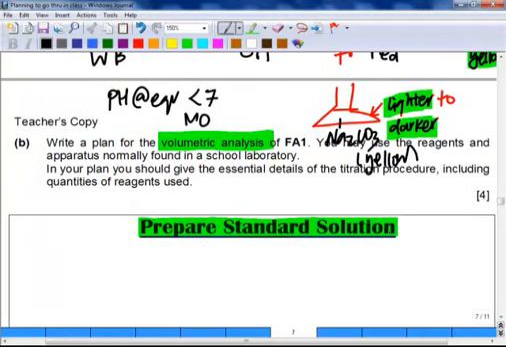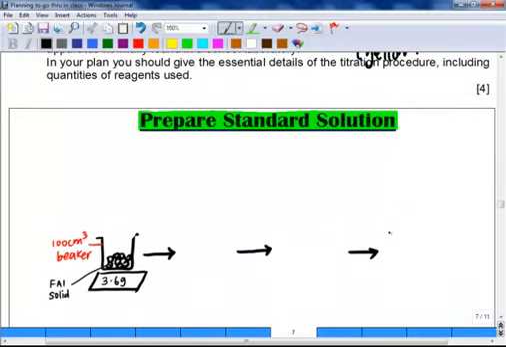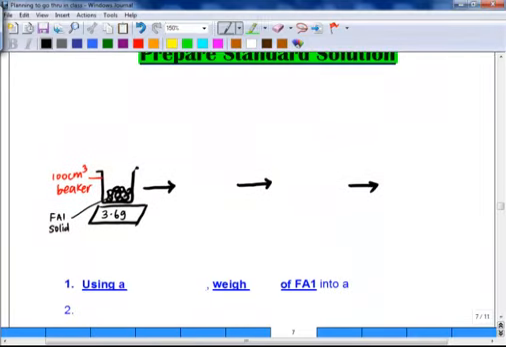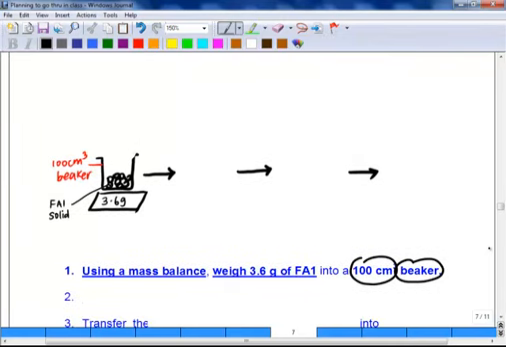You have the 3.6 gram. So again, you need to weigh 3.6 gram using a mass balance. Weigh 3.6 gram into a 100 cm3 beaker. After you weigh it into a beaker already, what do you do? Dissolve in what?